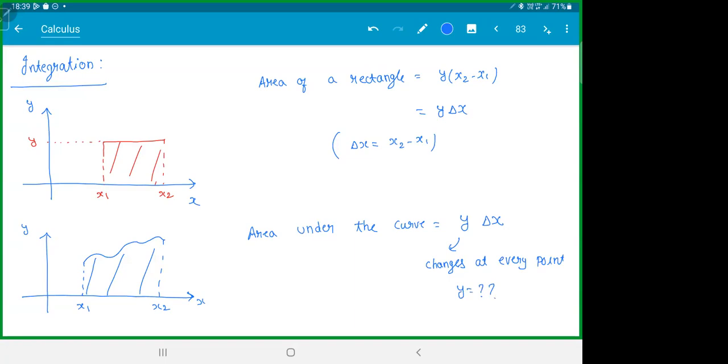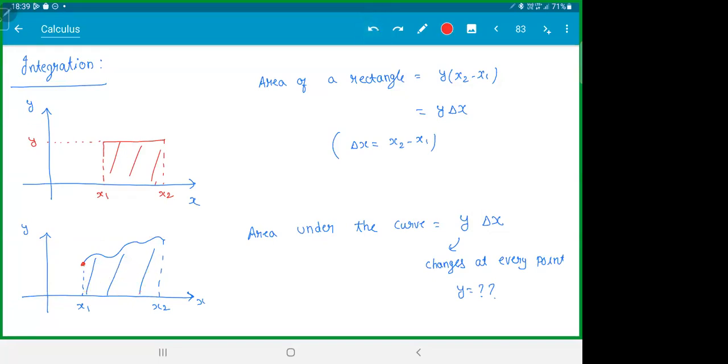You're getting it? We can't use the rectangular formula directly to find the area under the curve because the height will keep changing. Suppose you take this point's height, then you're actually measuring this area. If you take this point's height, you're actually measuring a bigger area. So if you take this height, you're measuring this area. So you get a lot of errors.